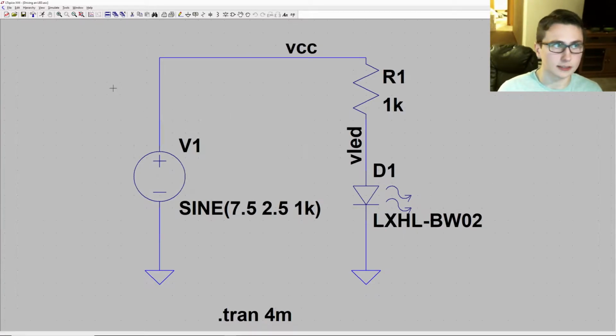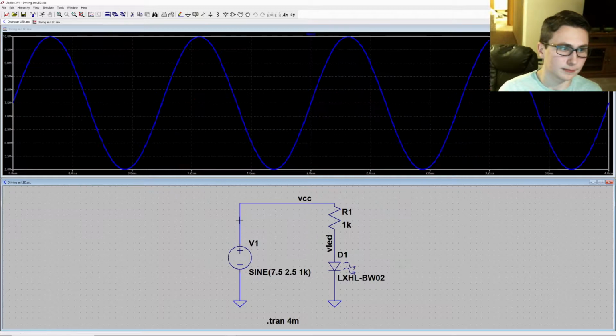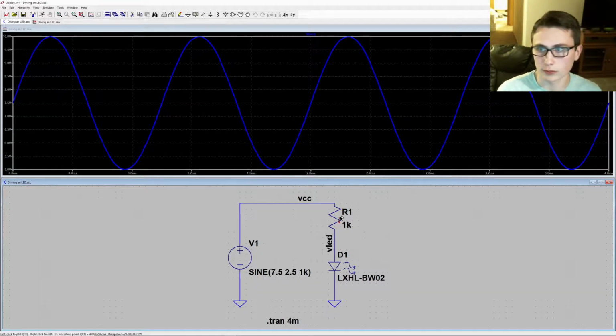This is set up as a sine wave source with a DC offset varying from 5 volts to 10 volts. This is fed into our load, which is the diode, D1, and the current limiting resistor, R1. Speaking of the current limiting resistor, let's look at how the current flowing through it is changing with the change in voltage.